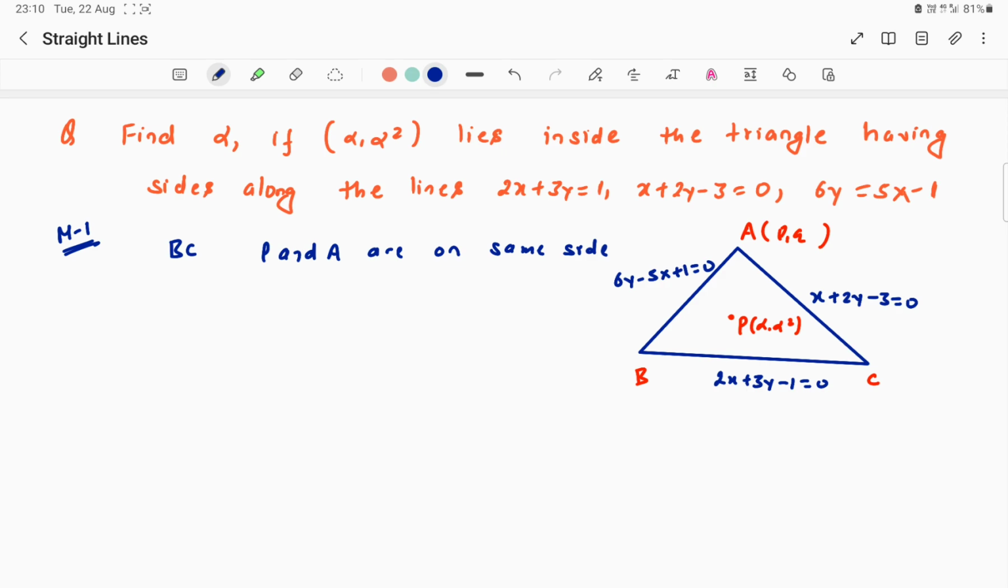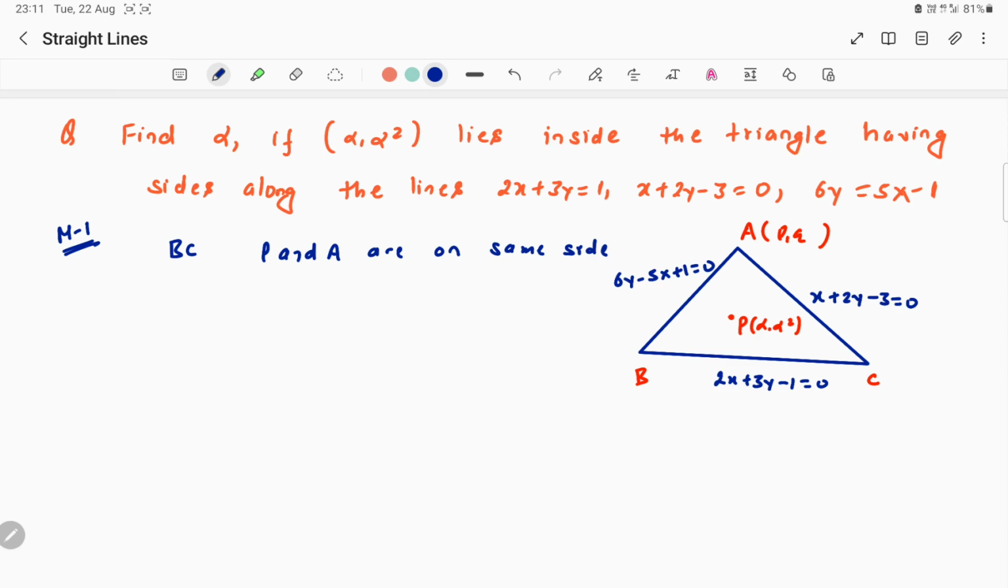Is it okay? But this is not sufficient. Why is it not sufficient? If you take P here also, alpha comma alpha square, that condition would still hold, and the solution will also include this case. Why? Because P and A are still on the same side, isn't it? But you can clearly see that P is not inside the triangle. So we have to apply a second condition.